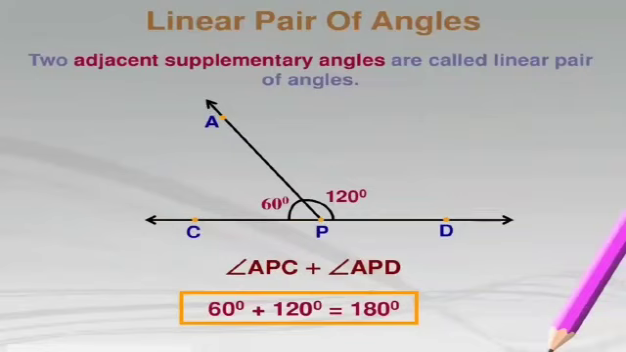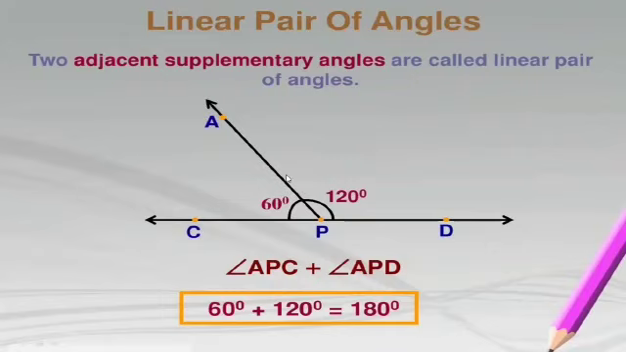Next is linear pair of angles. The two adjacent supplementary angles are called a linear pair. Look, they are adjacent also because they have common vertex P and common arm AP. So angle CPA and angle APD are adjacent angles with common arm AP.